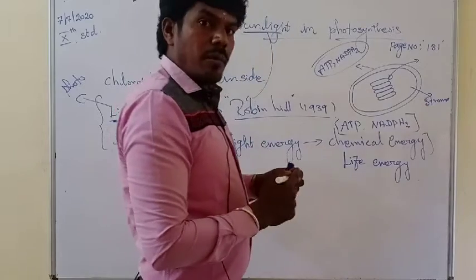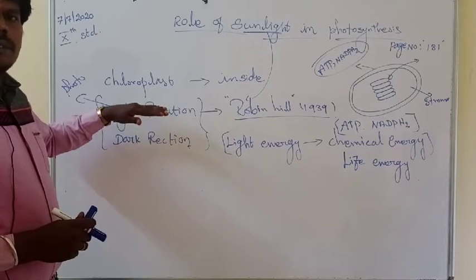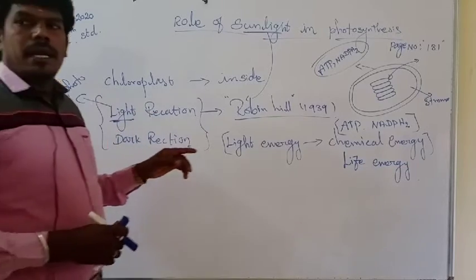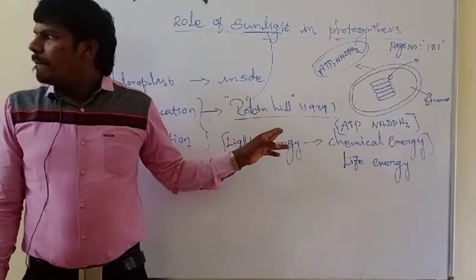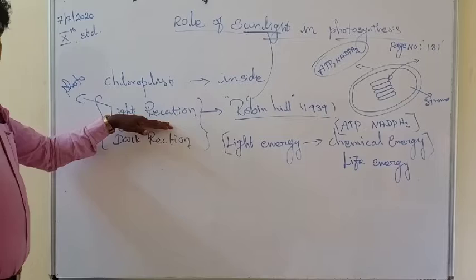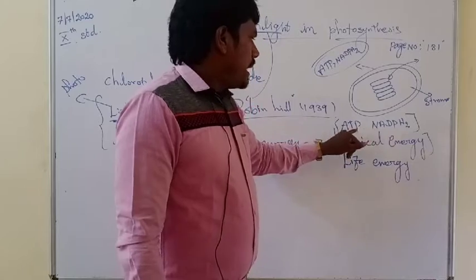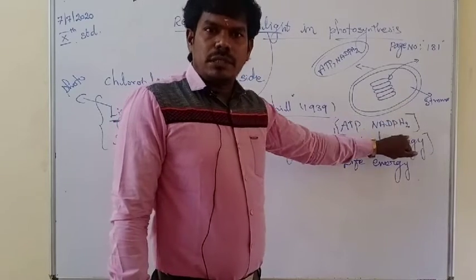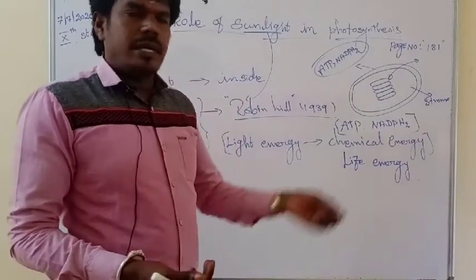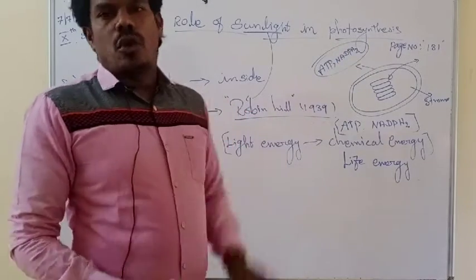Now we enter the stroma. You clearly understood: the light reaction happens only during the daytime, because of the presence of sunlight. During the light reactions we produce some chemical product. What are they? ATP and NADPH2. Where are they produced? In the thylakoid membrane. After that, the product moves from the thylakoid membrane to the stroma.